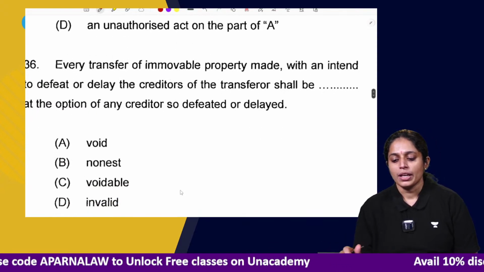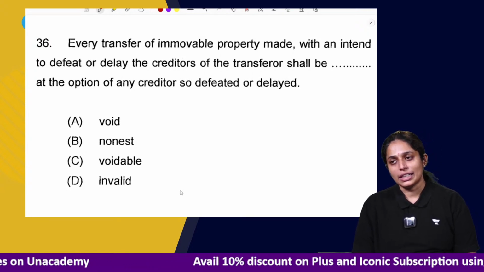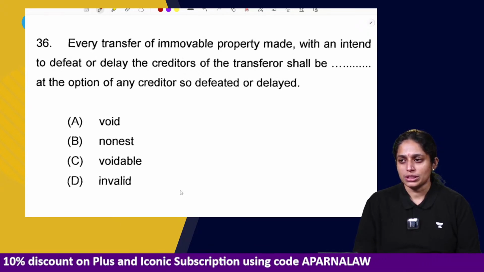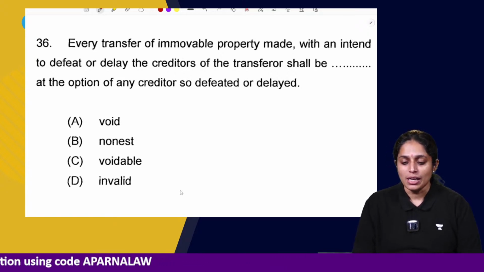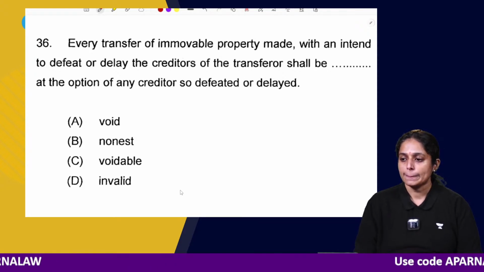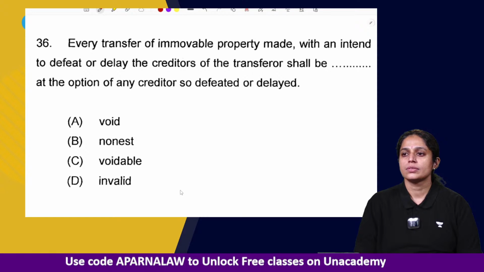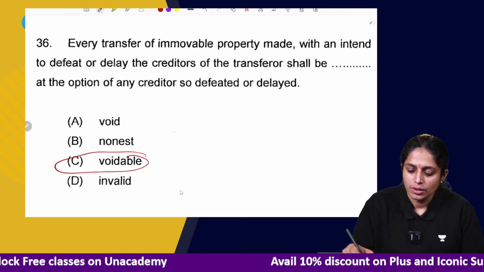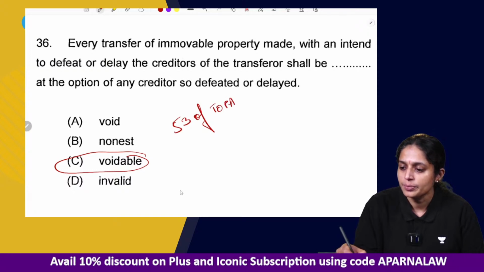Next, 36th question. Every transfer of immovable property made with an intent to defeat or delay the creditors of the transferor shall be dash at the option of any creditor so defeated or delayed. A, void; B, non est; C, voidable; and D, invalid. So, what happens here? It is voidable. Fraudulent transfer, section 53 of the Transfer of Property Act.